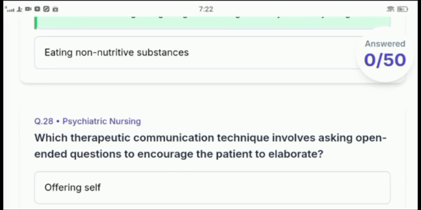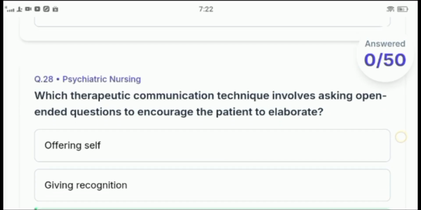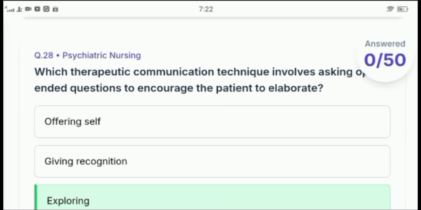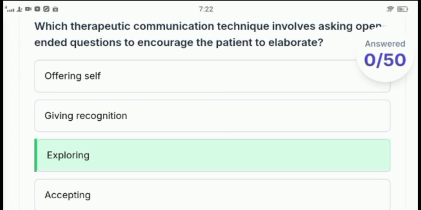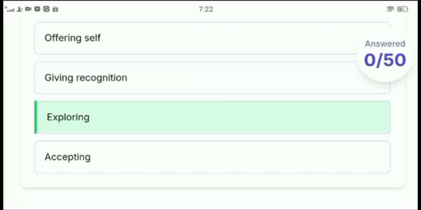28. Psychiatric nursing. Which therapeutic communication technique involves asking open-ended questions to encourage the patient to elaborate? A. Offering self, B. Giving recognition, C. Exploring, and D. Accepting. So the correct answer is C, Exploring.